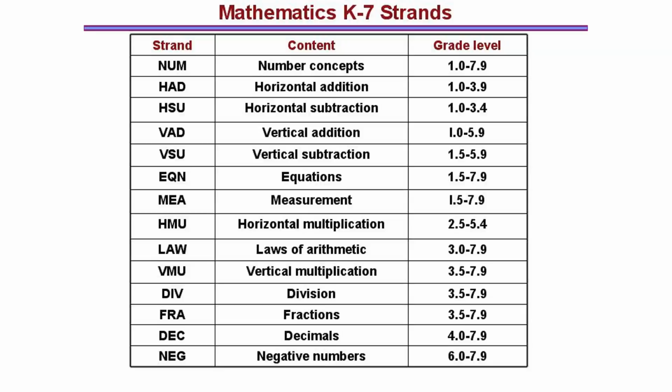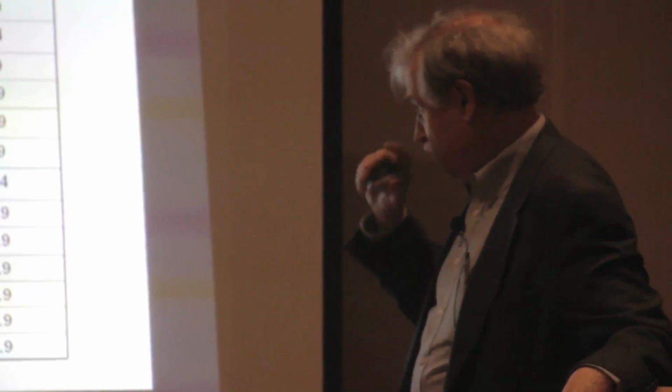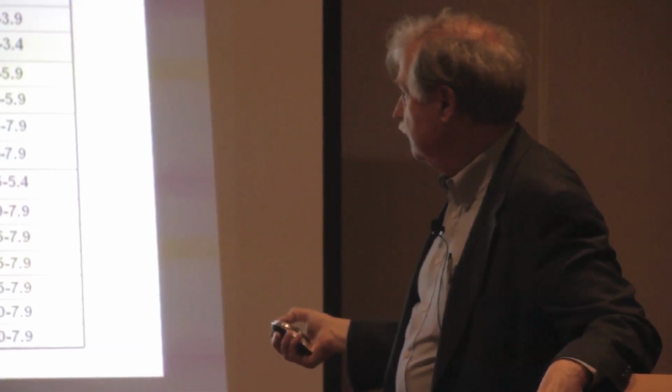So here's what we did in math. So you start with something like numbers and number concepts, and that goes from grade 1 to grade 8. You can really do that. I mean, there are some serious notions about number theory that we're teaching even at grade 8. And then you dribble down, as you might expect, horizontal addition, and then horizontal subtraction, to one column, and then finally 2 columns, and 3 columns, and so forth.